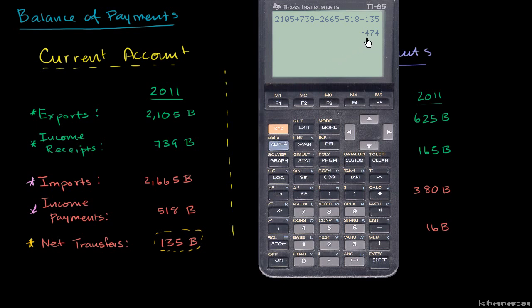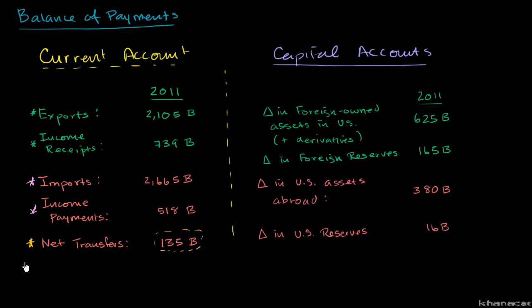And it's to the tune of $474 billion. So let me write it right over here. So our current account deficit is to the tune, I already forgot the number, $474 billion. If that number was positive, I would call it a current account surplus.